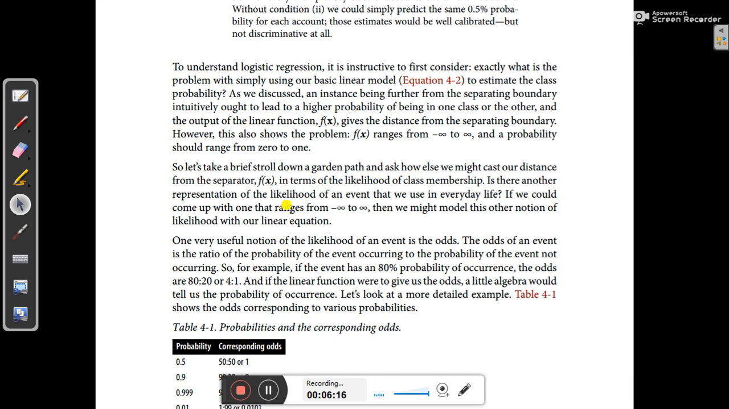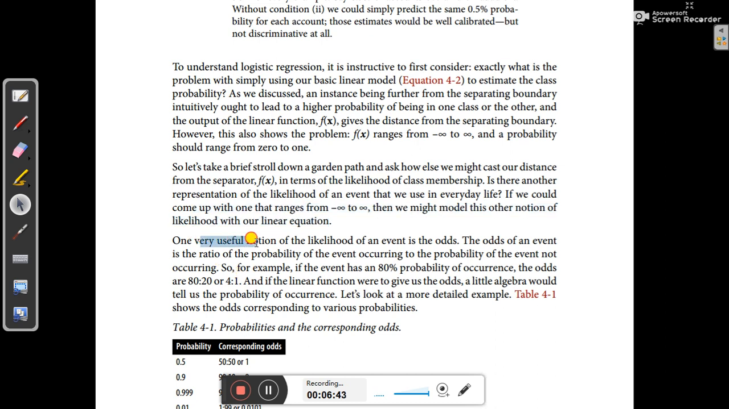So let's take a brief stroll down a garden path, and ask how else we might cast our distance from the separator f(x) in terms of likelihood of class memberships. Is there another representation of likelihood of an event that we use in everyday life? If we could come up with one that ranges from minus infinity to plus infinity, then we might model this other notion of likelihood with our linear equations.